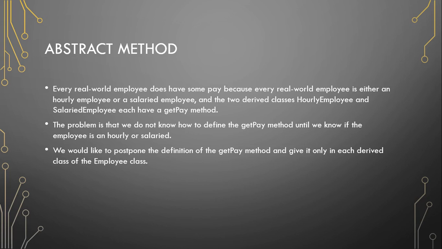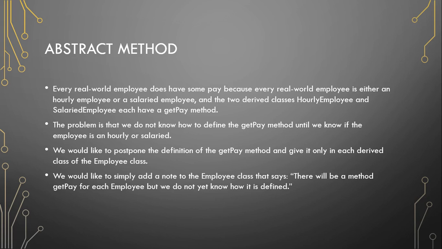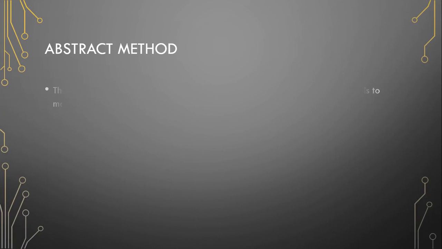Therefore, we would like to postpone the definition of the getPay method and give it only in each derived class of the Employee class. So we'd like to simply add a note to the Employee class that says there will be a method getPay for each employee, but we do not know how it is defined. Now, Java fortunately lets us do exactly what we want. Let's take a look at that.